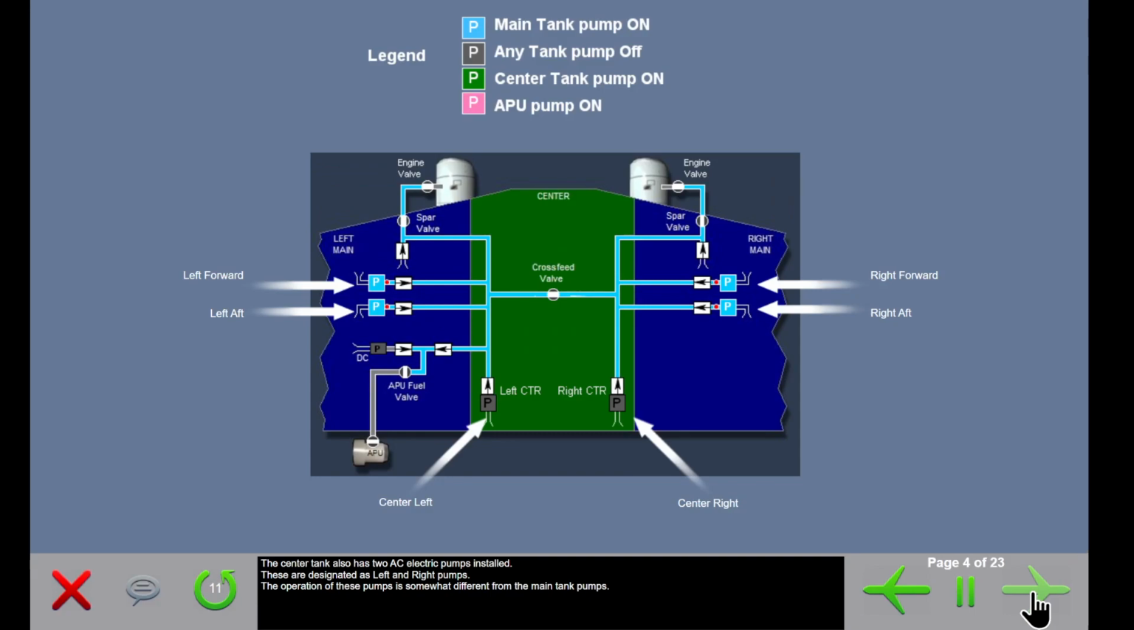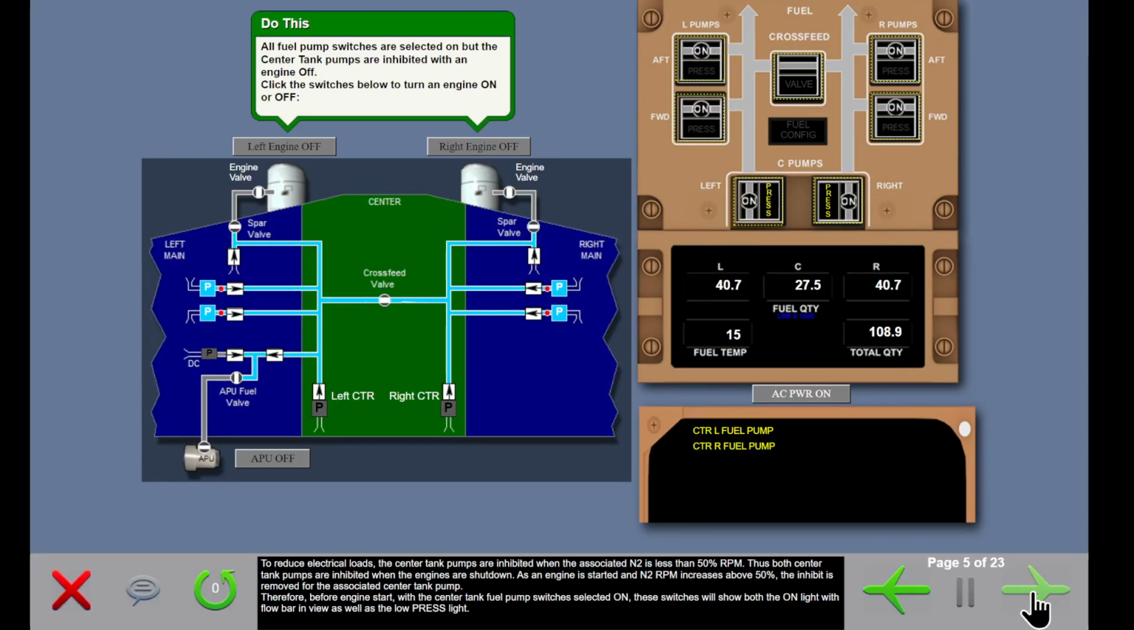The center tank also has two AC electrical pumps installed. These are designated as left and right pumps. The operation of these pumps is somewhat different from the main tank pumps. To reduce electrical loads, the center tank pumps are inhibited when the associated N2 is less than 50% RPM. Thus, both center tank pumps are inhibited when the engines are shut down.